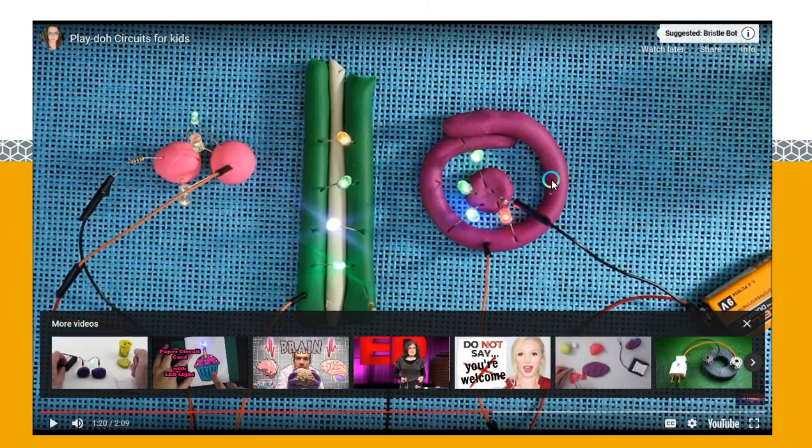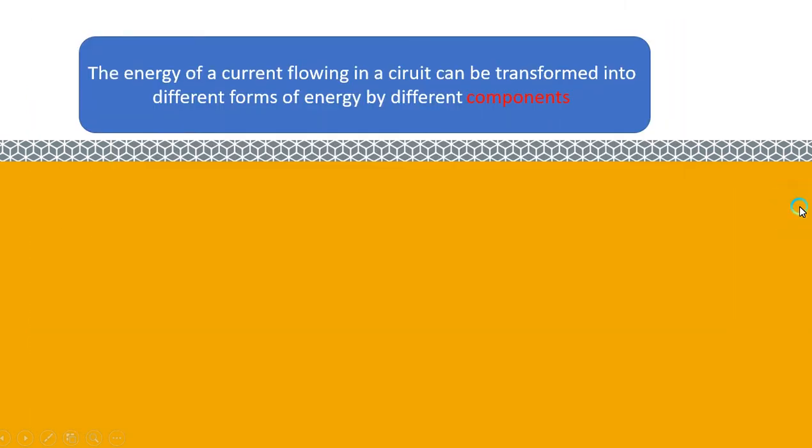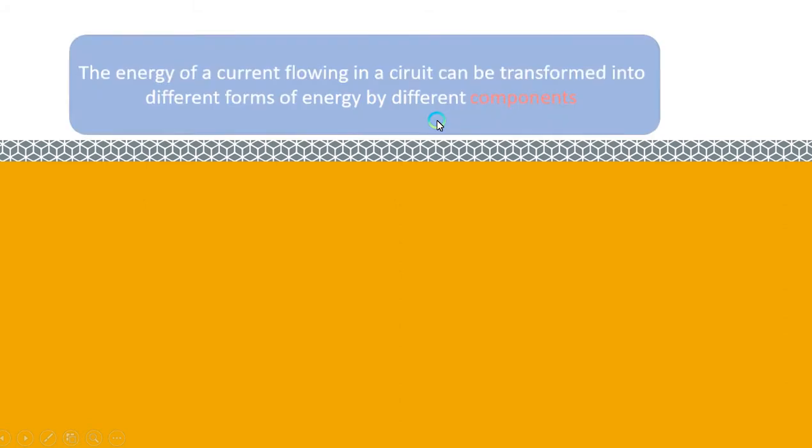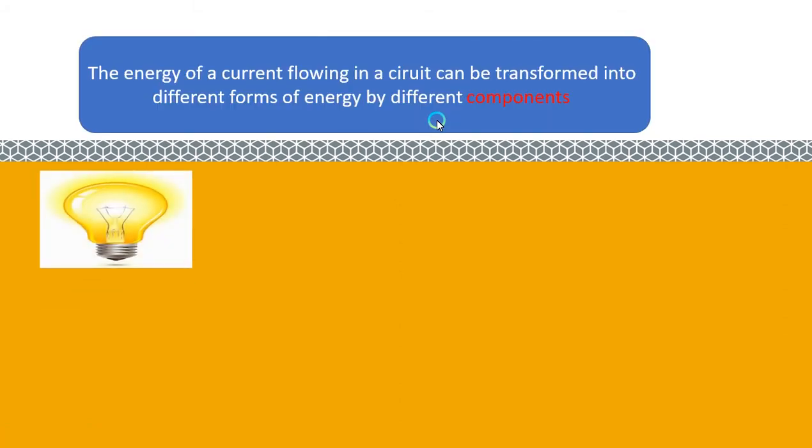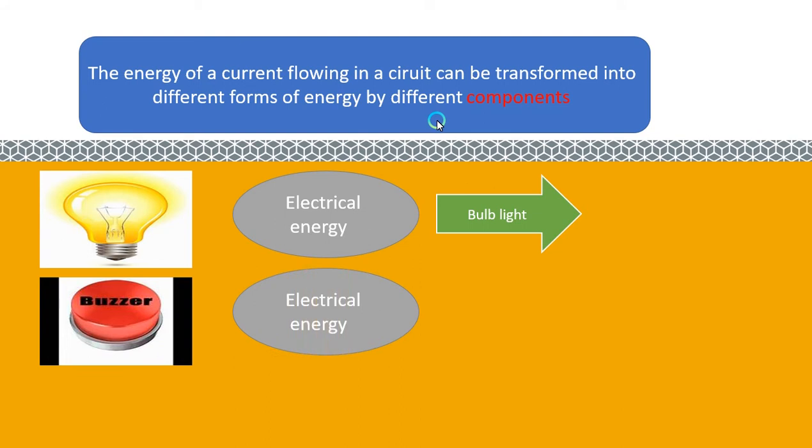Yes, we can use this kind of project in our home and send it back to me to make your marks. So the energy of a current flowing in the circuit can be transformed into a different form of energy by different components. Electrical energy can change by using a component to another kind of energy. For example, the light bulb takes the electrical energy and transforms it into heat or light energy.